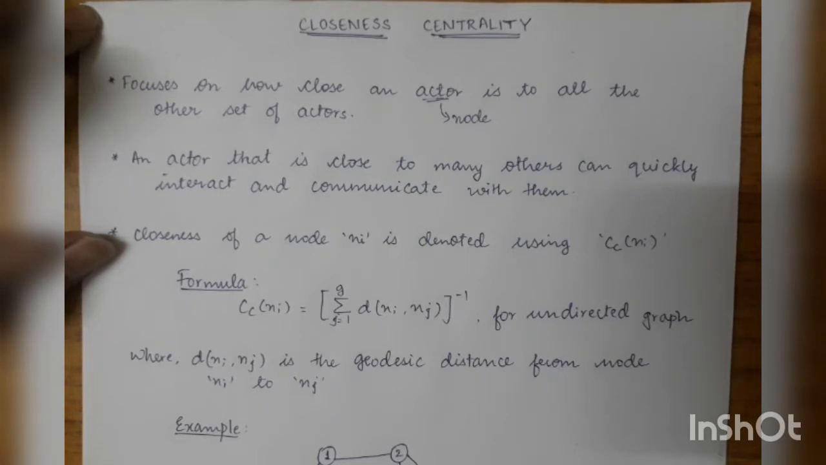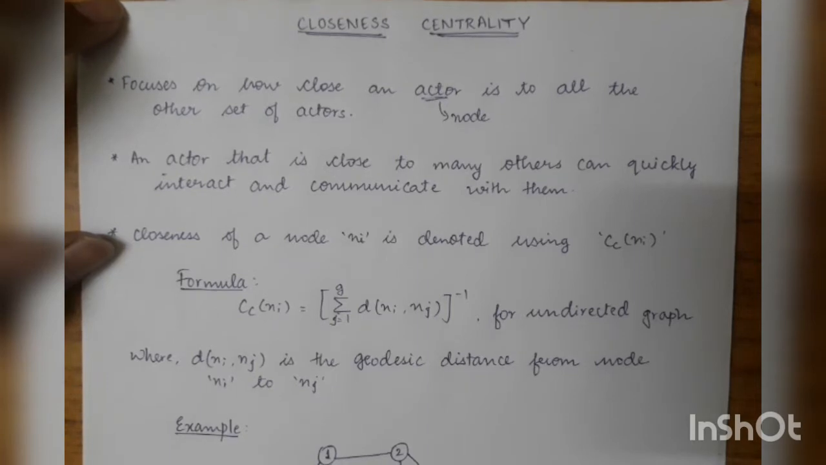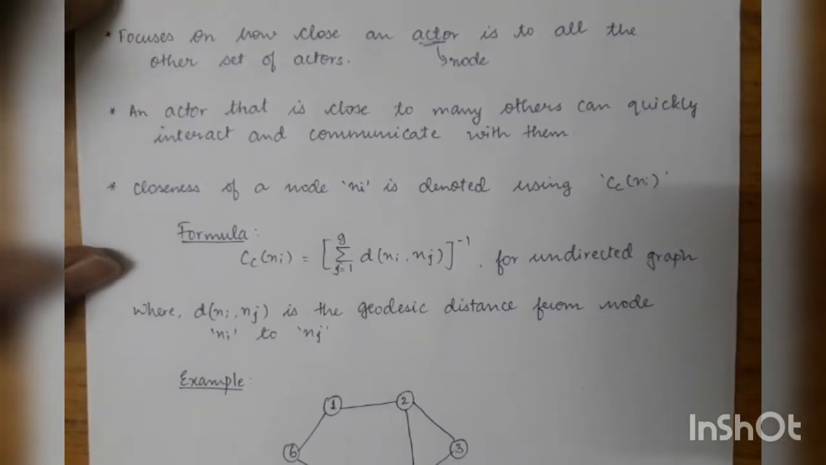And why is this necessary? An actor which is close to many other actors can easily interact and communicate with them. Let's say you have information which needs to be shared. If an actor is close to other actors, it can easily communicate with those actors and share this information. Now, how do we measure closeness centrality?